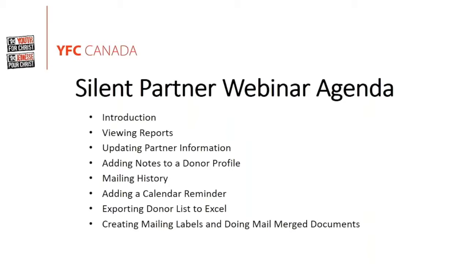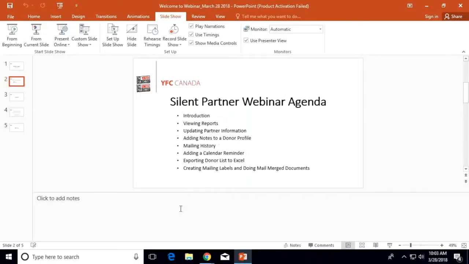So just to go over what we have today: a little introduction. We'll be viewing reports in Silent Partner, how to update your partner information, adding notes to a donor profile, mailing history, adding a calendar reminder, exporting a donor list to Excel, and creating mailing labels and doing mail merge documents. So we do have a lot to cover today, but again, as Naomi said, there will be a recording of this, so feel free to reference that at the end, and we are always available if you have any questions.